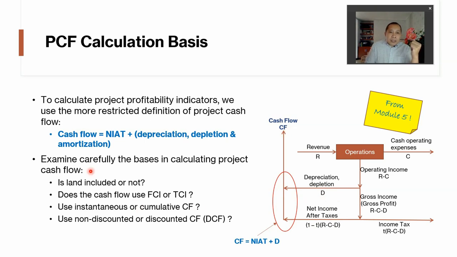So you need to examine carefully the basis when calculating project cash flow, which we will discuss in much greater detail in the next module. For example, is the cost of land included or not? Does the cash flow use FCI or TCI as the basis? Are we using instantaneous or cumulative cash flow, for example? And lastly, should we use non-discounted cash flow or discounted cash flow?